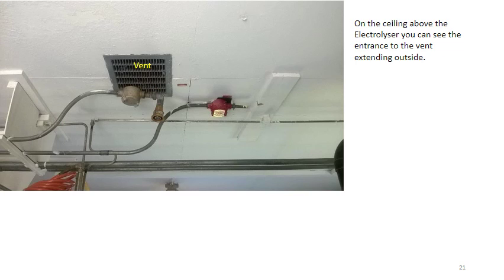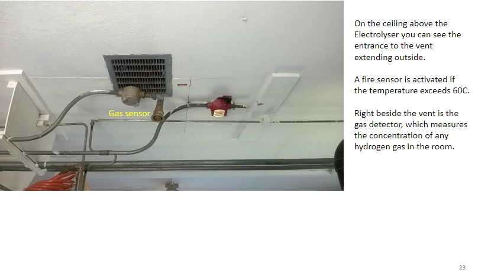On the ceiling above the electrolyzer, you can see the entrance to the vent extending outside. A fire sensor is activated if the temperature exceeds 60 degrees Celsius. Right beside the vent is the gas detector, which measures the concentration of any hydrogen gas in the room.